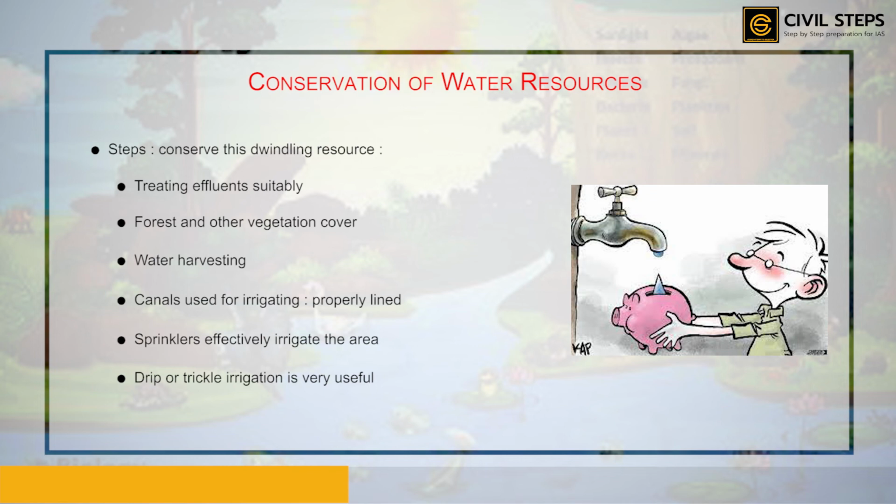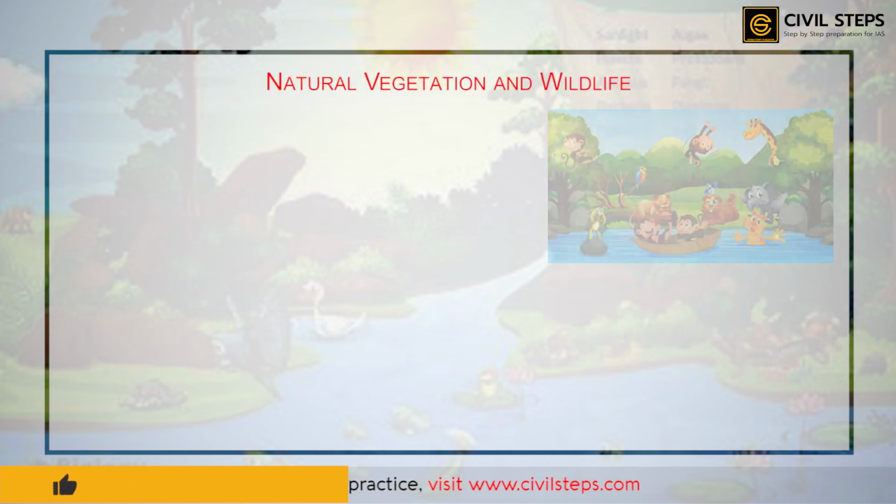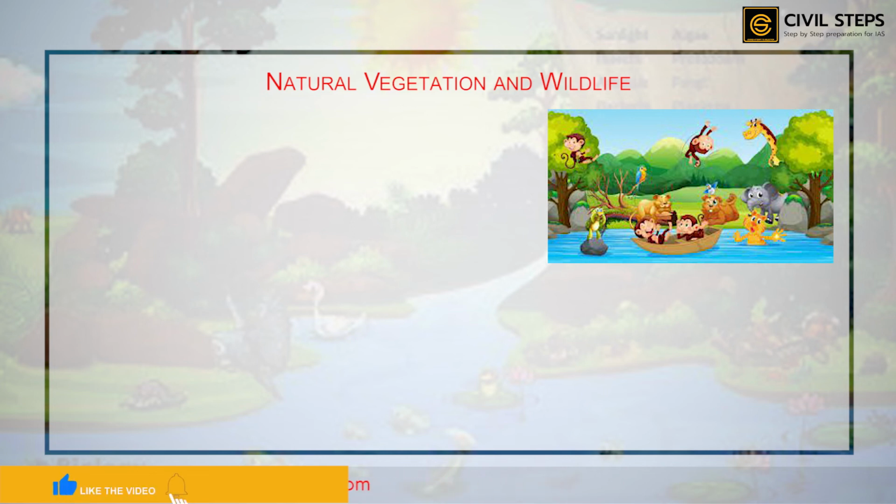Now, after discussing these three resources, namely the land, the soil and the water, let us discuss the natural vegetation and wildlife. The natural vegetation and wildlife exist only in the narrow zone of contact between the lithosphere, hydrosphere and atmosphere that we call biosphere.